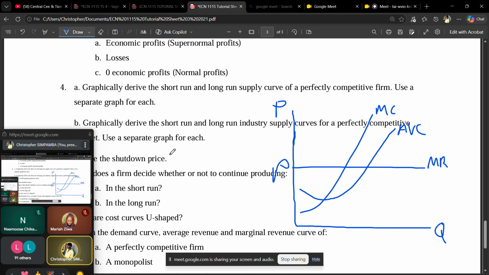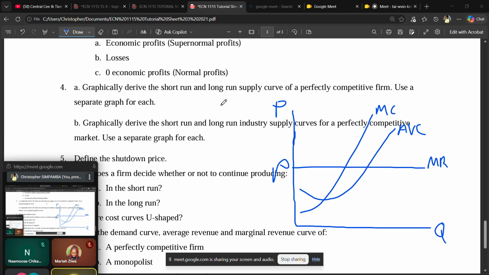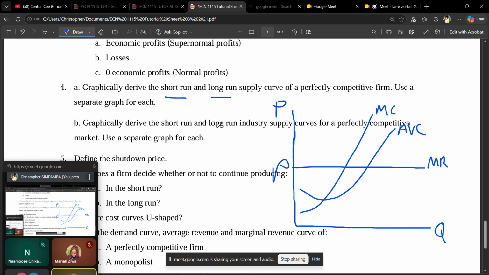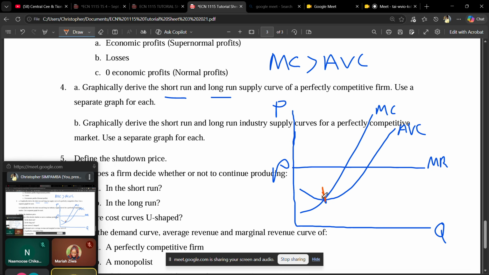All right, so now they're basically asking us to find the supply curves for the short run and the long run. So we know that the supply curve in the short run under perfect competition is just the curve of the MC above the AVC. Starting from that point to that point, that's the supply curve.